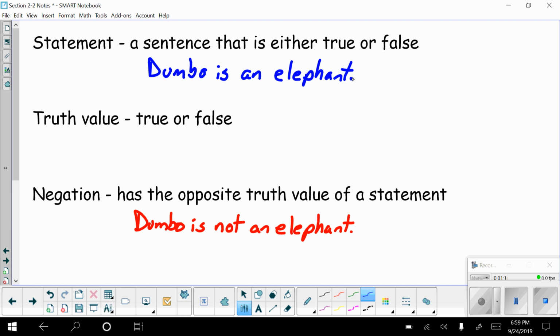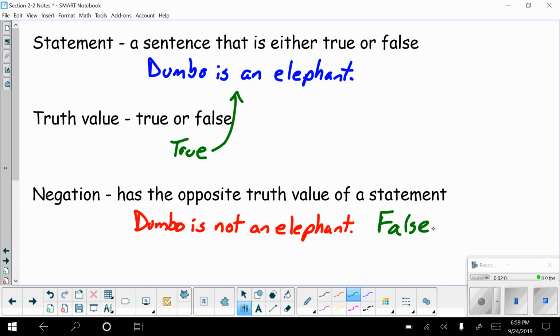Whether it's true or false is called the truth value for the statement. So for example, Dumbo is an elephant is true. So the truth value for that statement is true. A negation is another statement that has the opposite truth value of my original statement. Typically, we make negations by just including the word not. So if I'm saying Dumbo is an elephant as my original statement, the negation of that, which would have the opposite truth value, is a statement Dumbo is not an elephant. And this has the truth value of false.